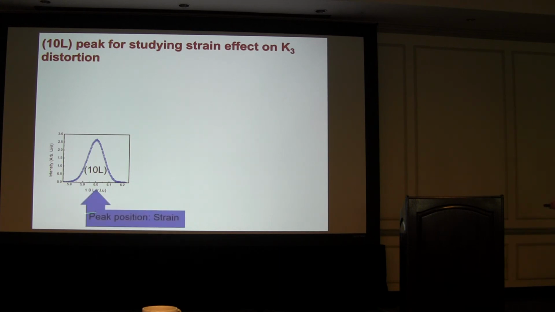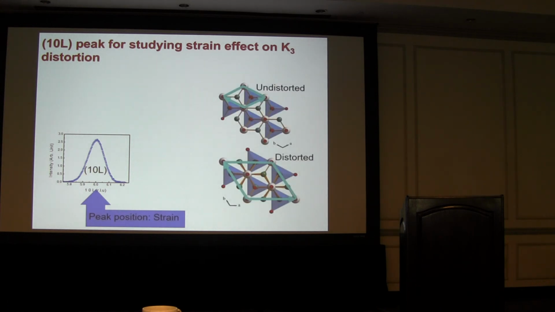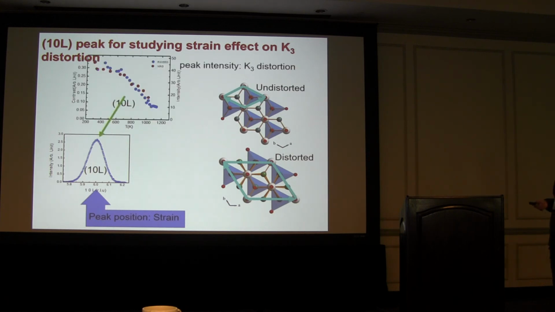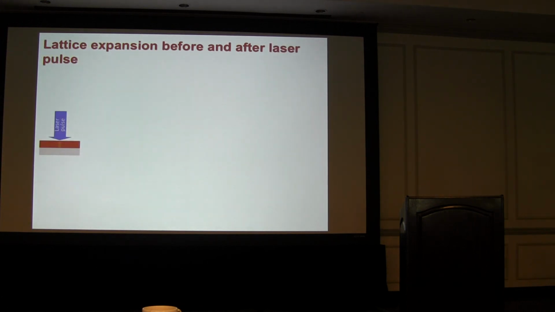If you look at the peak position, you know the strain, because the indices are constant for the strain. And as we talked about a moment ago, this K3 distortion actually makes the unit cell larger. So at some point, this peak should go away. So that peak intensity is actually representative of the amplitude of this distortion. So we are all basically set up. We know what to measure, we know how to measure, and we also know how to explain the effect. So we just have to go ahead and do it.